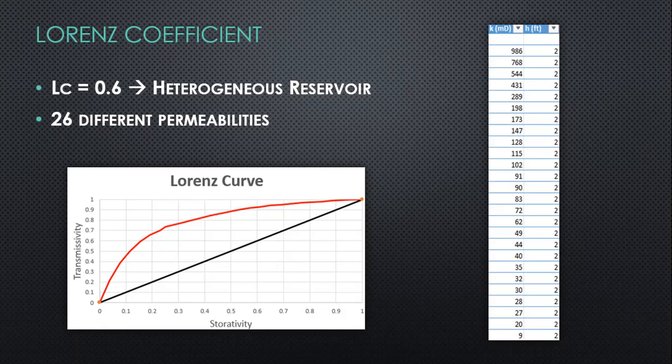Once the graph has been constructed, it's now time to find the area between the curve and the diagonal. This is done by dissecting the area under the curve into multiple triangles and rectangles. After that, the Lorentz coefficient is equal to 2 multiplied by the area between the curve and the diagonal.